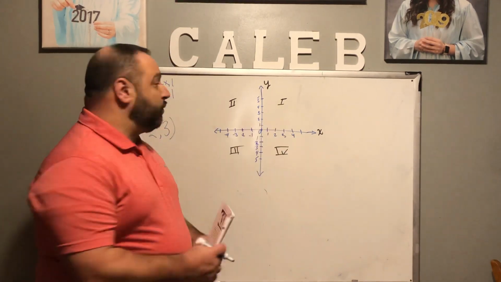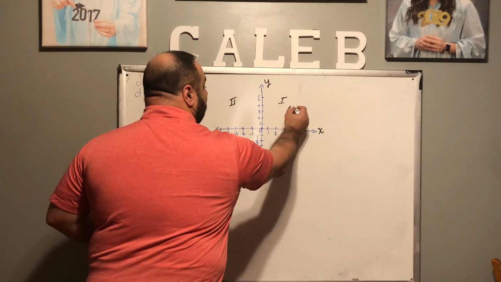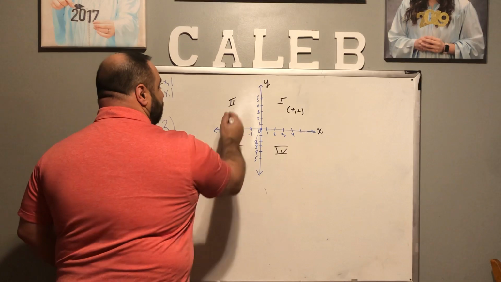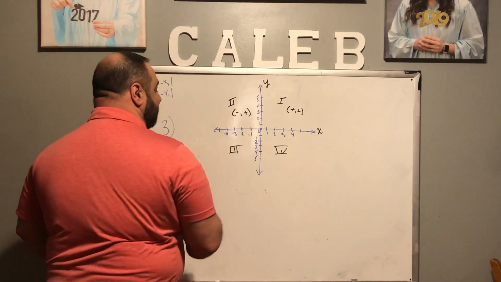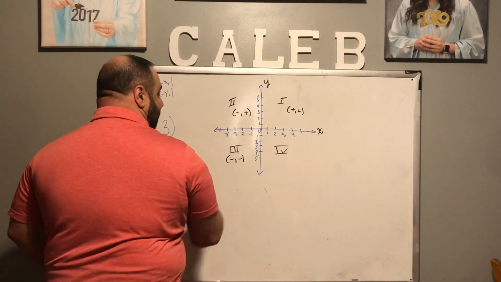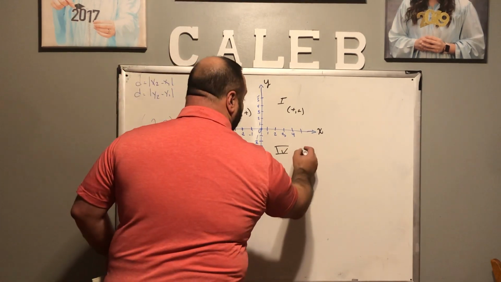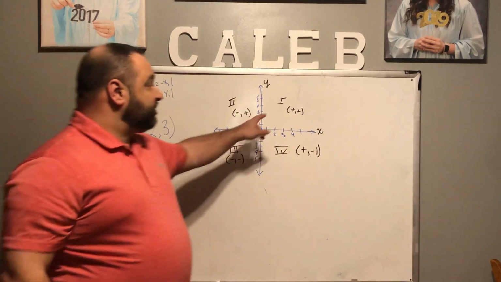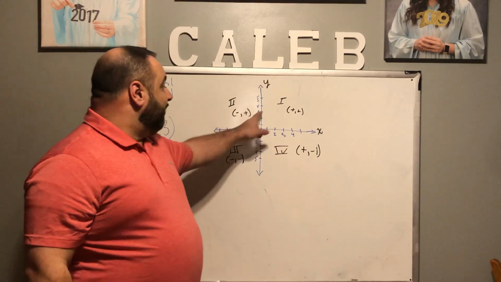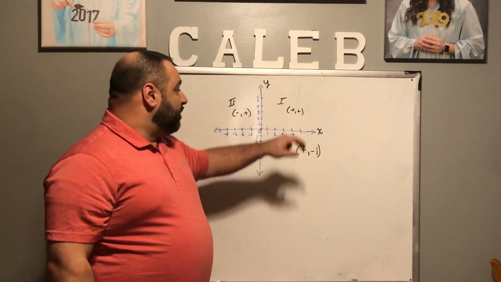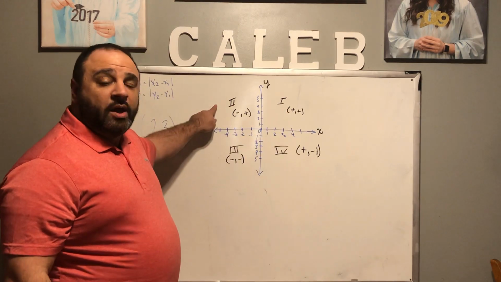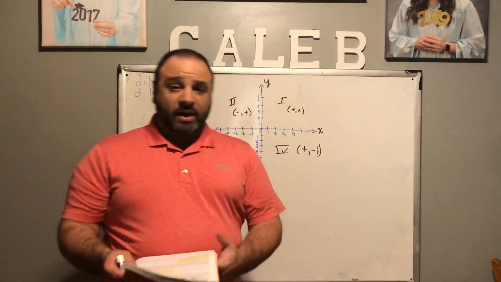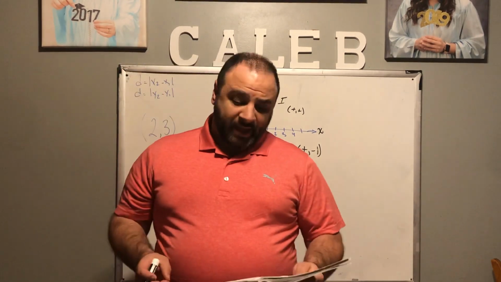In quadrant 1, we know that both numbers will be positive, okay? To the left, in quadrant 2, we're going to have a negative and a positive. Quadrant 3, we're going to have negative, negative. And then quadrant 4, we're going to have positive, negative. So you want to understand where those coordinates are located. Quadrant 1, both numbers positive. Quadrant 2, a negative and a positive. Quadrant 3, both numbers negative. And quadrant 4, the first one is positive and the second one is negative.